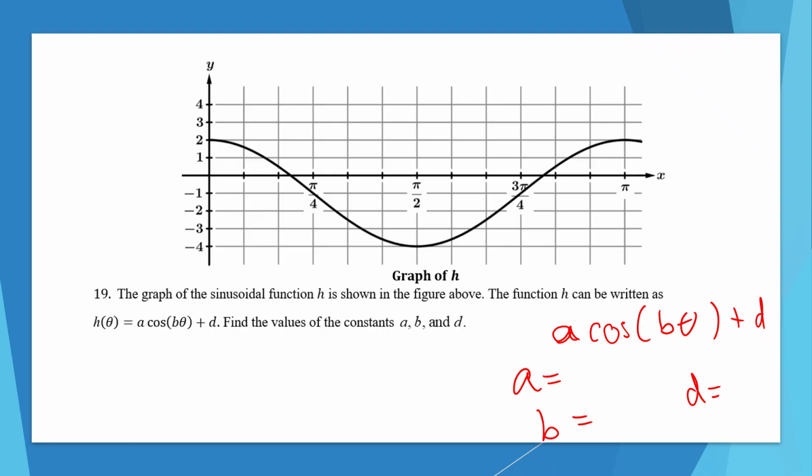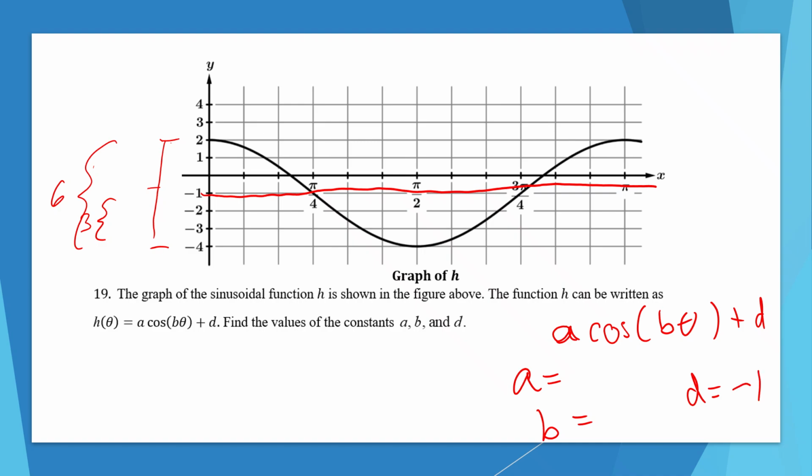So taking a look here, I see a minimum at -4, and I see a maximum at 2. So looking for our midline, the distance between them is 6, right? It's 6 units apart. And so then half of that should be 3, which should be visually and algebraically found when y is -1. That's going to be our midline in this case. So that's going to be our D value, -1 there.